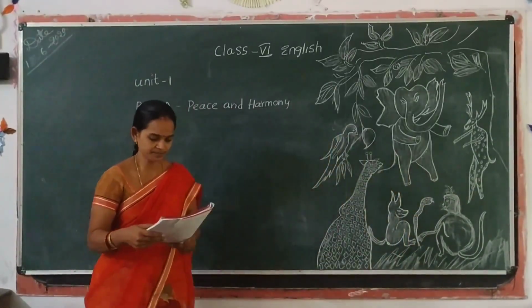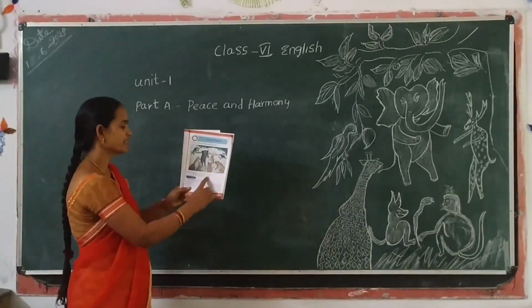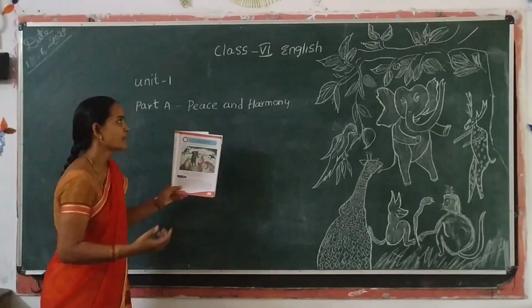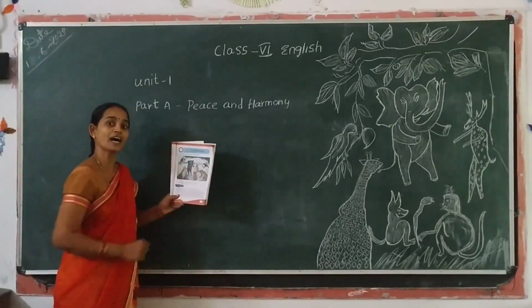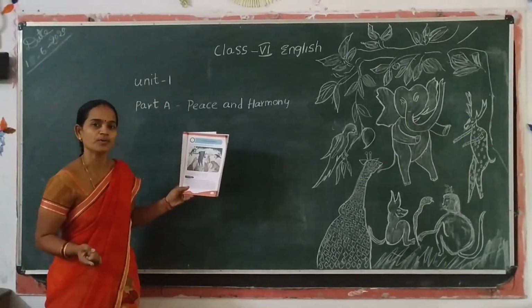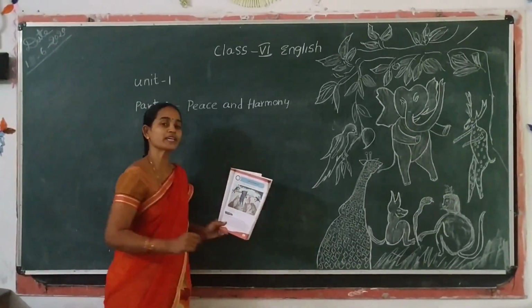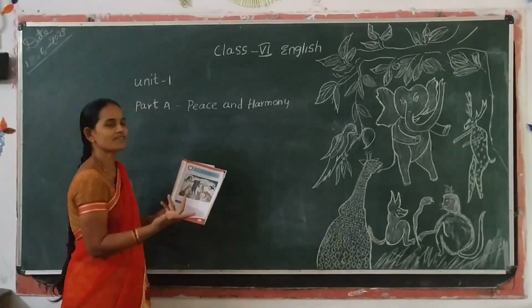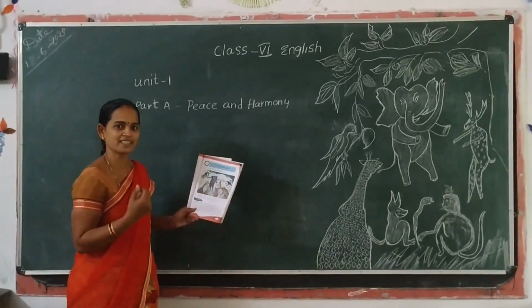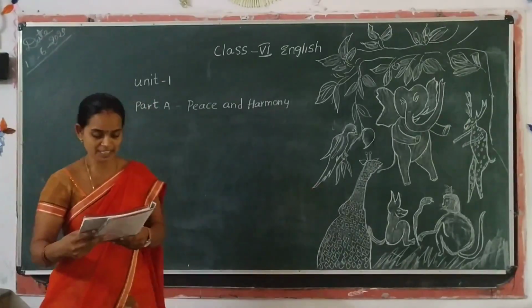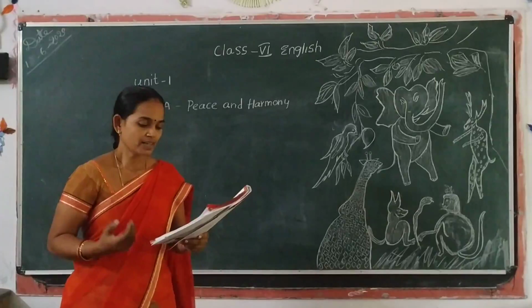Here is the lesson. This is the picture, children, in the lesson. What does this picture tell you about the animals? They are living together happily. Are they happy or unhappy? How do you know? By seeing these pictures, we can say that they are very happy because they are in a mood of happiness. You can easily observe. So let us go into the explanation of the lesson.